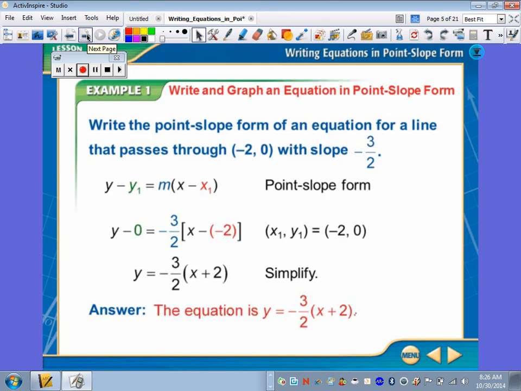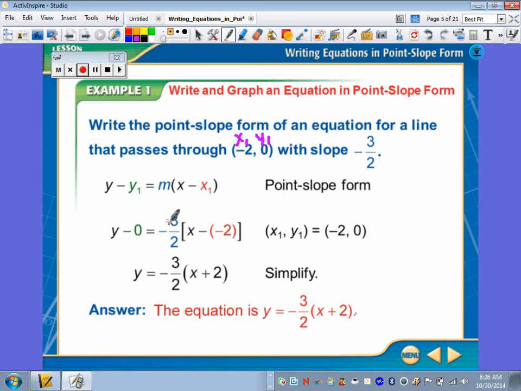Okay, I had all of this edited out, so I'm going to walk you through how they did this, and then I'll write in where I need to. Say you're going to write the point-slope form of an equation for a line that passes through the point (-2, 0) with a slope of -3/2. Here is the formula. I'm going to write right above it: this is x sub 1, and this is y sub 1.